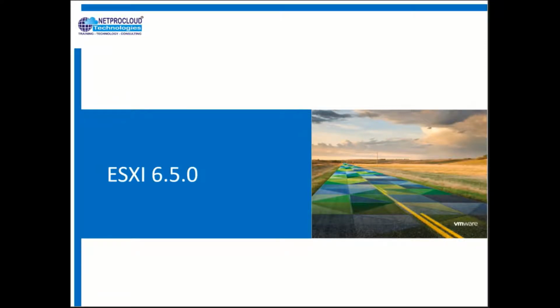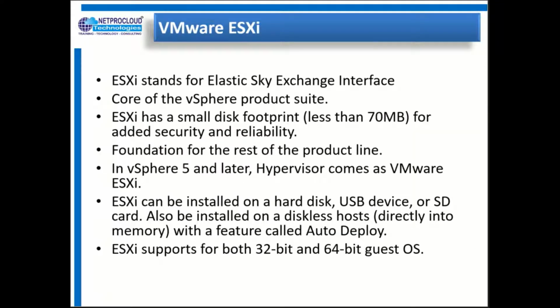So it's ESXi 6.5.0. Before version 5.0, the VMware hypervisor was called ESX, and after versions like 5.0 and 5.1, and 5.5 and 6.0, these days we call it ESXi. ESXi stands for Elastic Sky Exchange Interface. It is the core of your VMware product suite.